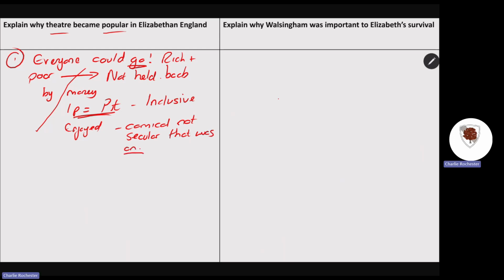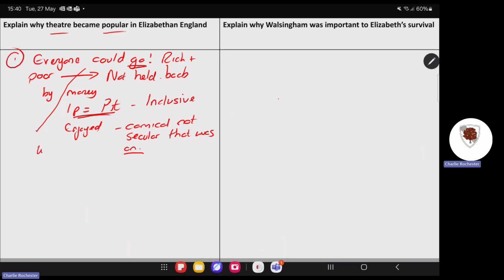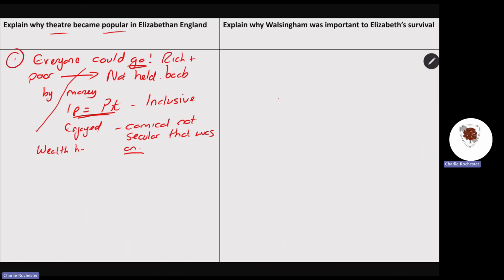That's an easy paragraph. Theatre became popular because everyone could go. Everyone could do it. And ultimately, there were no restrictions, which meant more people went to the theatre. That's really important. And you could also, to an extent, talk about how wealth helped the growth of the theatre. So don't forget, England was becoming richer, and the richer it became, the more theatres would be built.